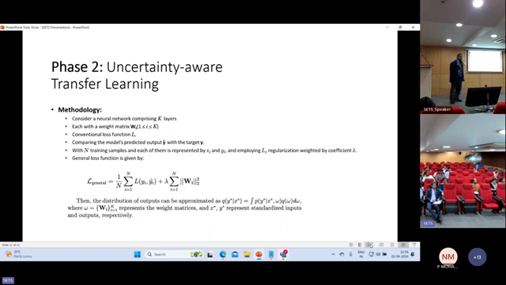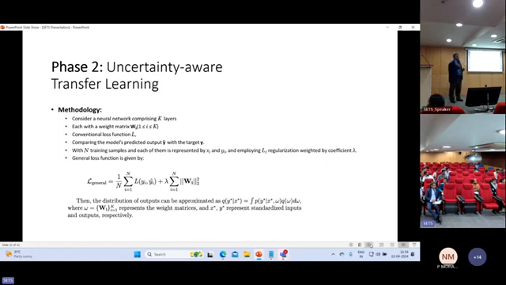So what are the methodologies? We consider a neural network comprising k layers, each with a weight, and a conventional loss function M, comparing the model's predicted output with the target. Then with n training samples, and employing an L2 regularization weighted coefficient, we can define a general loss function in the following form. You see that on screen.